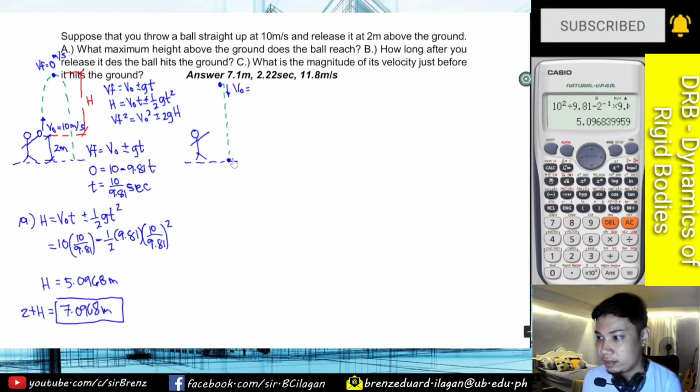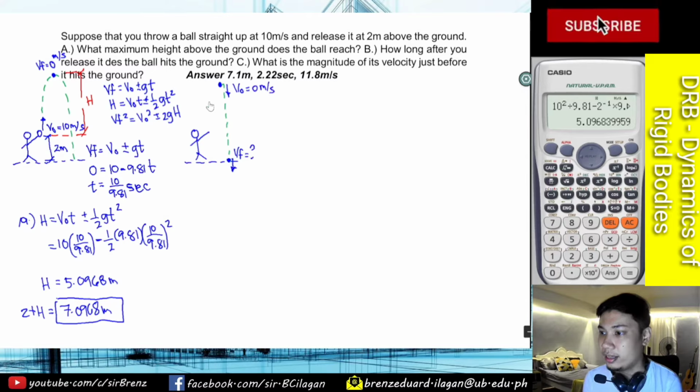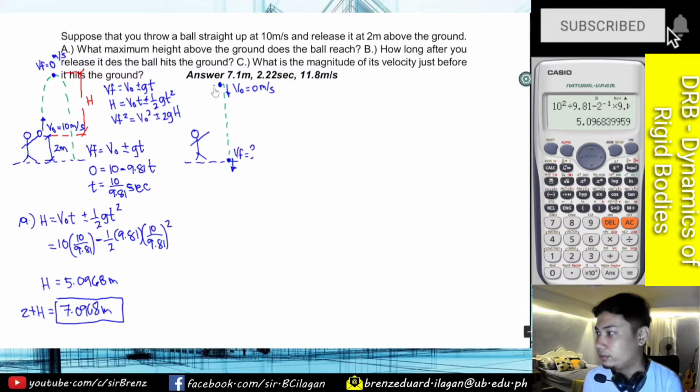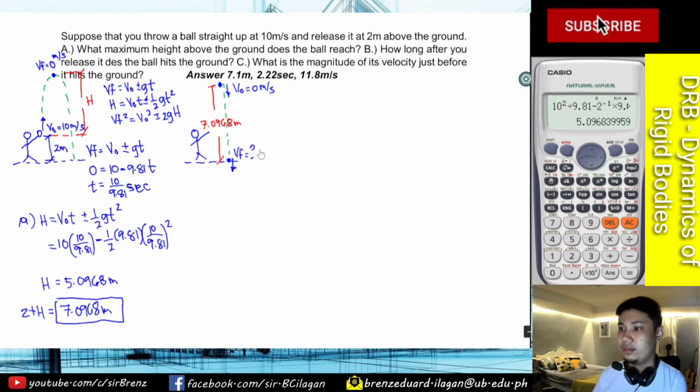So, let's just say before niya ma-hit yung ground, ito yung magiging final velocity niya, which is still unknown. Ito ay 0 meter per second. And we all know na itong height na to is yung nakuha natin from letter A. So, that is 7.0968 meter. Okay, so how can we solve for that time?